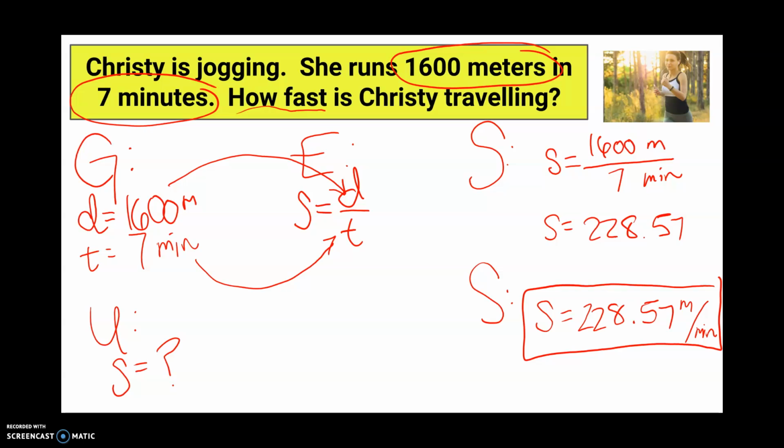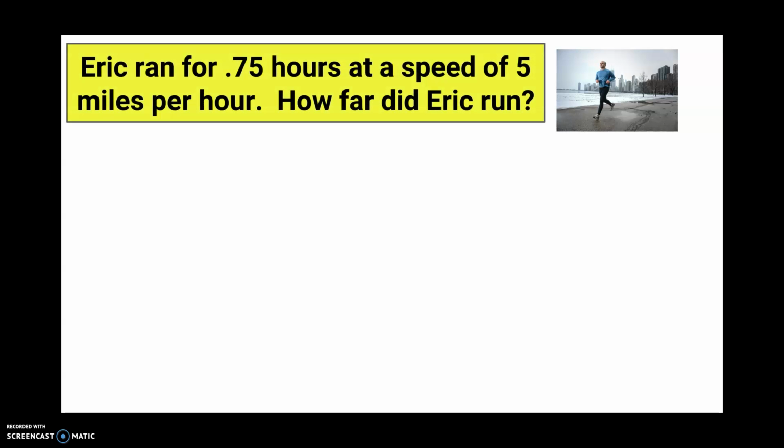Now, sometimes we can plug everything in on one side of the equation. Other times, that's not the case. So let's look at another example. This time, I'm going to go a little bit faster, so make sure you're listening carefully. Here we have Eric. And Eric ran for 0.75 hours at a speed of 5 miles per hour. So this time, we want to know how far did Eric run.